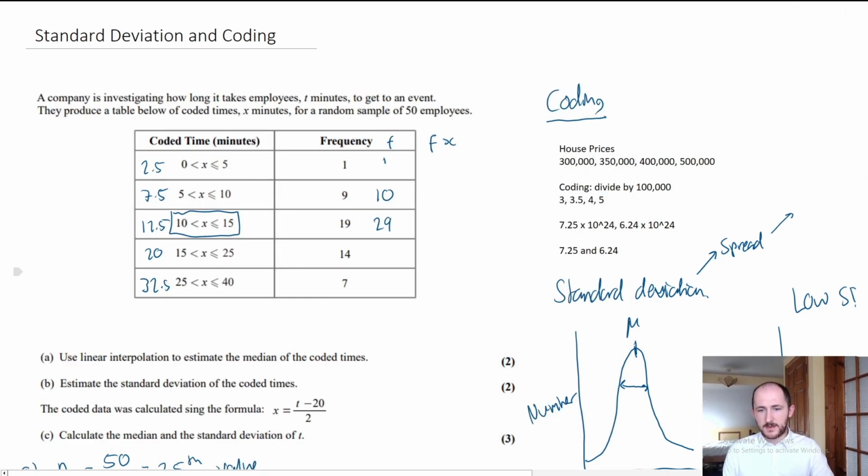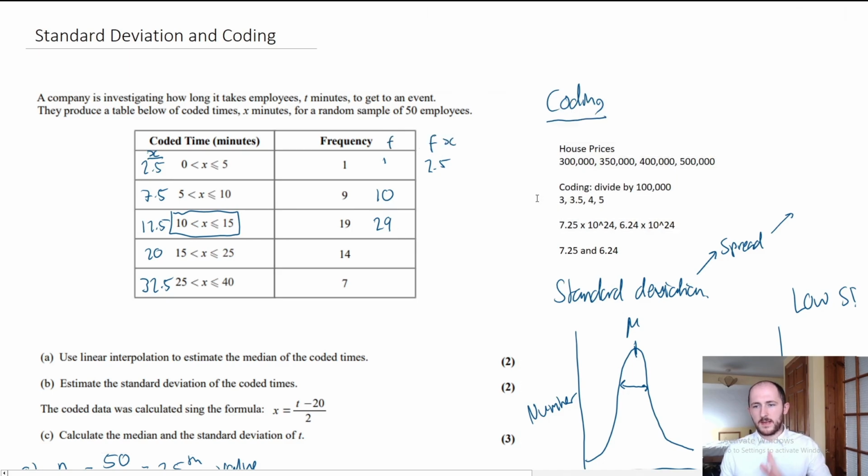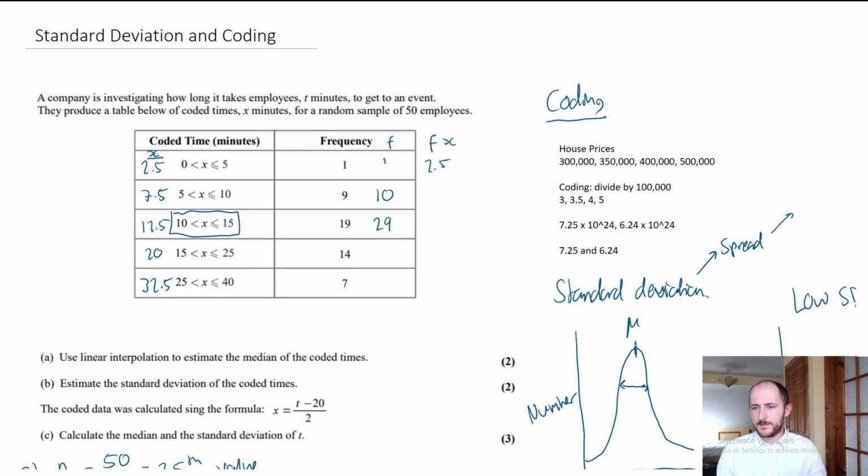And these values here are our x's. So f times x is literally just going to be 1, in this case, times 2.5. So it's going to be 2.5. Here's going to be 9 times 7.5. In fact, to make this slightly easier, we're going to actually get rid of the numbers from the previous part because we don't need the cumulative frequency anymore. So let's just get rid of that, or we can leave it for a bit later. So the next one would be 9 times 7.5, which is 67.5.